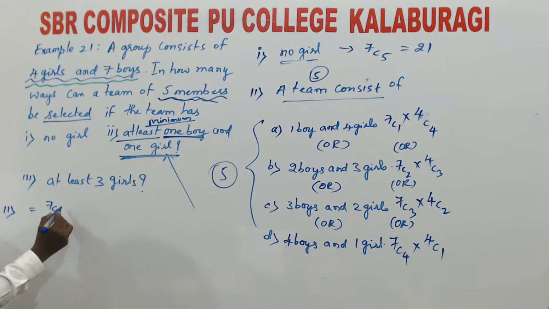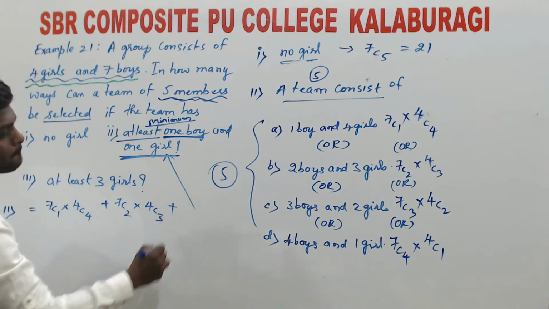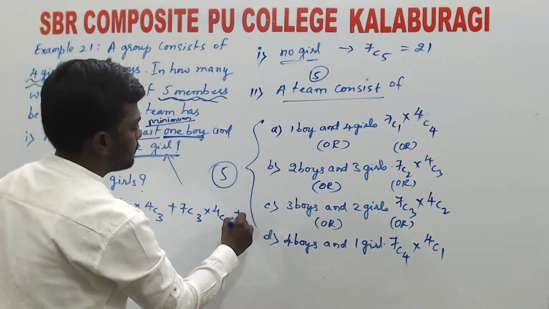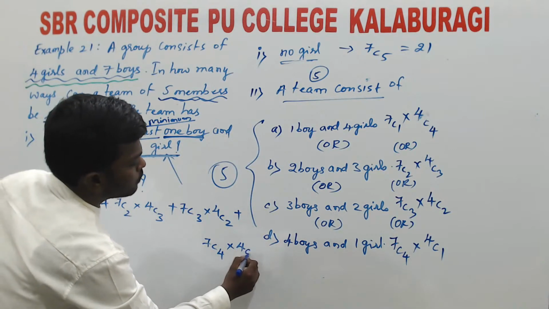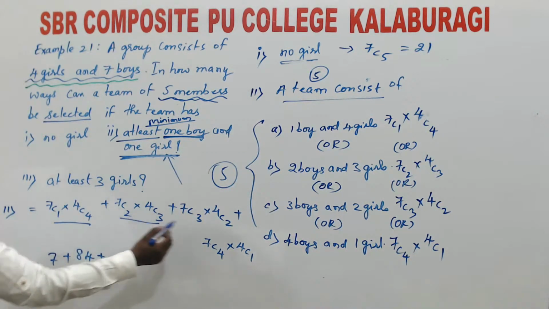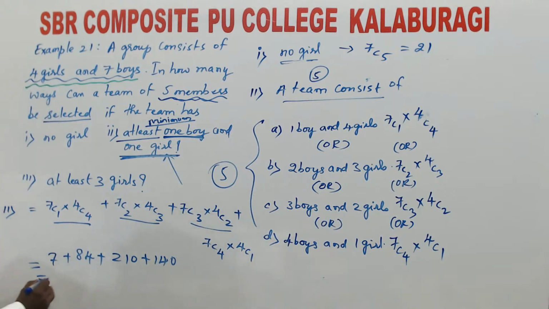7C1 into 4C4 plus 7C2 into 4C3 plus 7C3 into 4C2 plus 7C4 into 4C1. Now just simplify this, students, you will get the answer. This is in the form of nC1, n means 7, nCn is 1. So 7 into 1, 7. Use the formulas, you will get the answer: 7 plus 84, this will give you 84, this will give you 210 plus 140. Add these up, students, the answer is 441 ways.